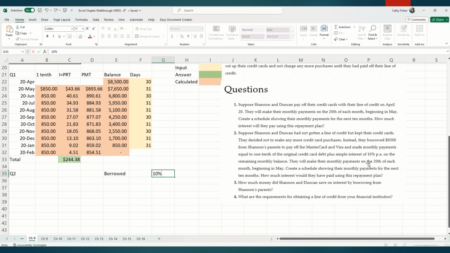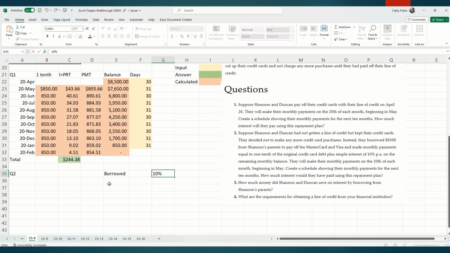They're going to make their monthly payments on the 20th of each month, beginning in May. We're going to create basically the same schedule, showing their monthly payments for the next 10 months. How much interest would they have paid using this repayment plan?